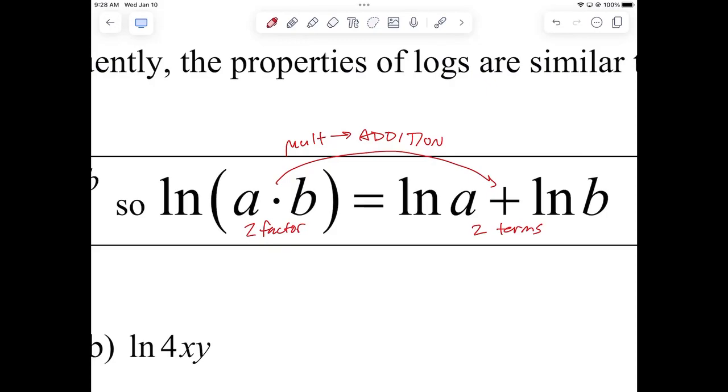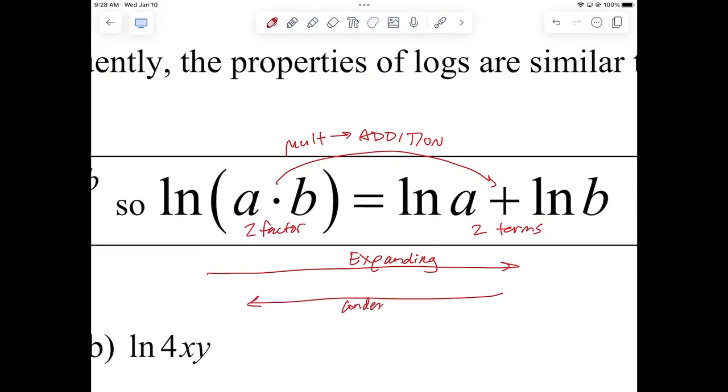Multiplication turns into addition. This is called expanding. When you go from left to right, it's called expanding. You're creating more terms out of factors. If you go from right to left, because it works the other way around, it's called condensing. So it's like you're playing an accordion. You can expand it. Natural log of A times B is the sum of the logs, or you can condense it. The sum of the logs is the product of the arguments.